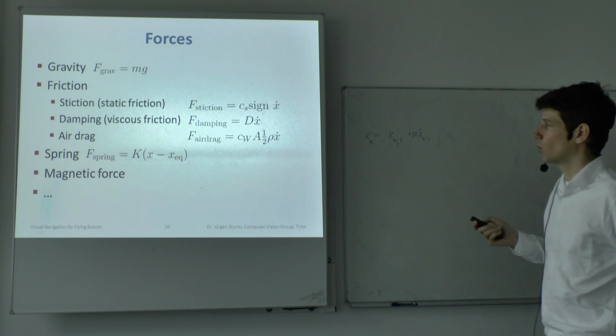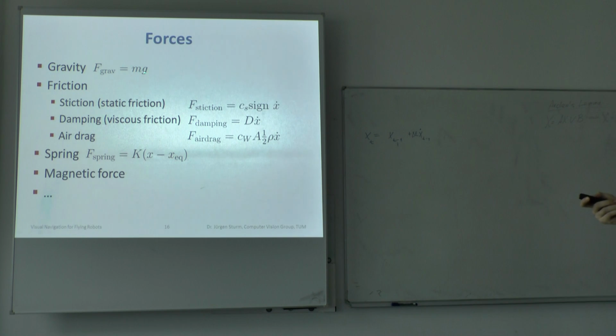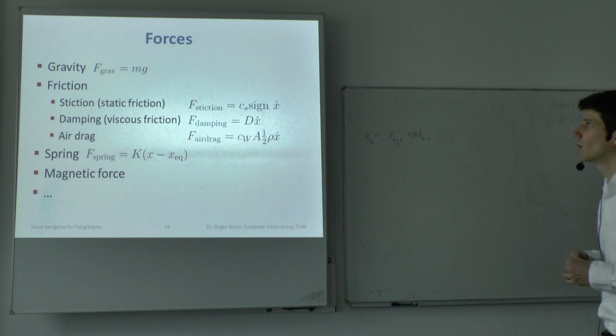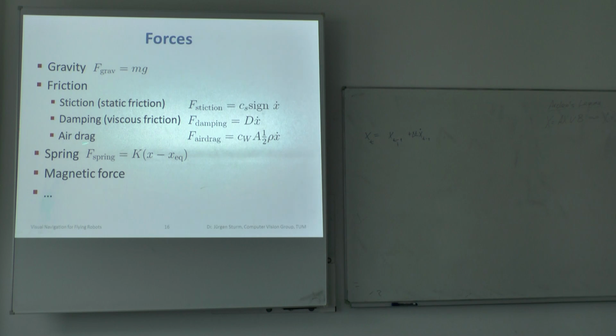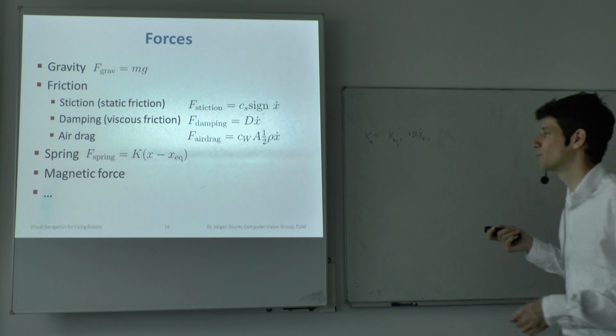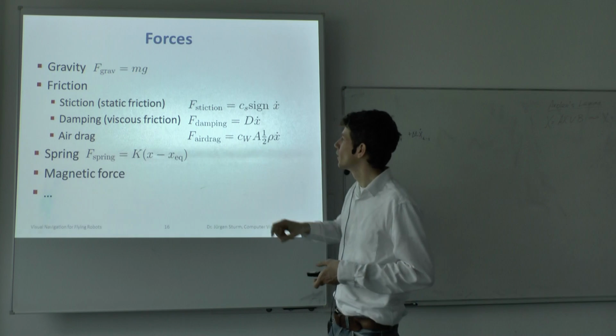Good. We've already named a few forces. Of course, there's gravity, and the force that is applied to a rigid body depends on its mass and the constant of gravity on Earth, which is 9.8 meters per square second. There are also friction forces for a quadrocopter in particular, or for a motor. There is static friction, viscous friction, and then probably most important for us, the air drag. That's also a form of viscous friction.